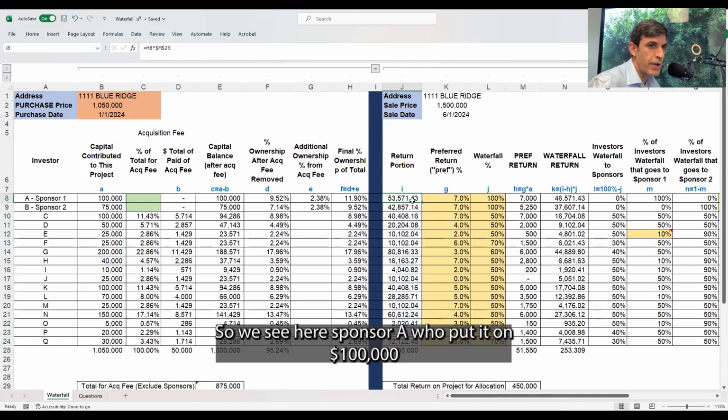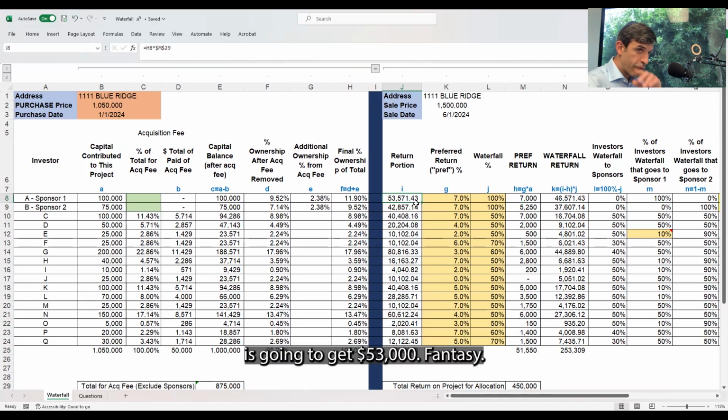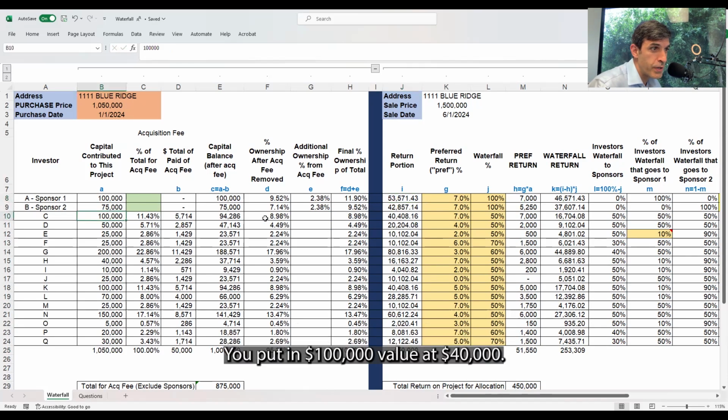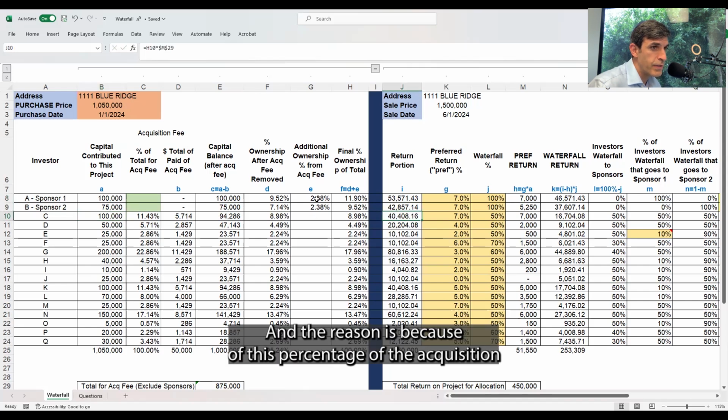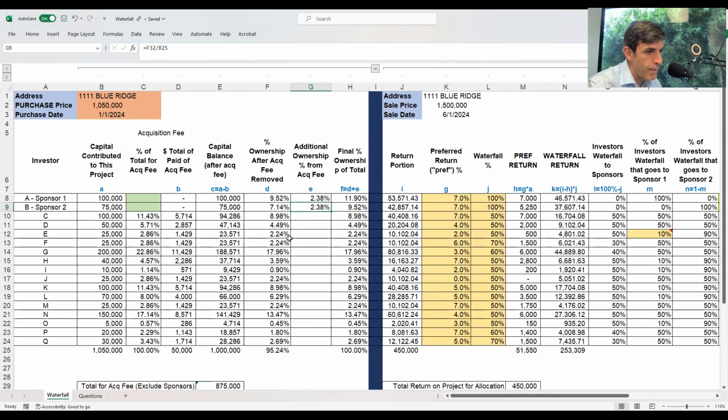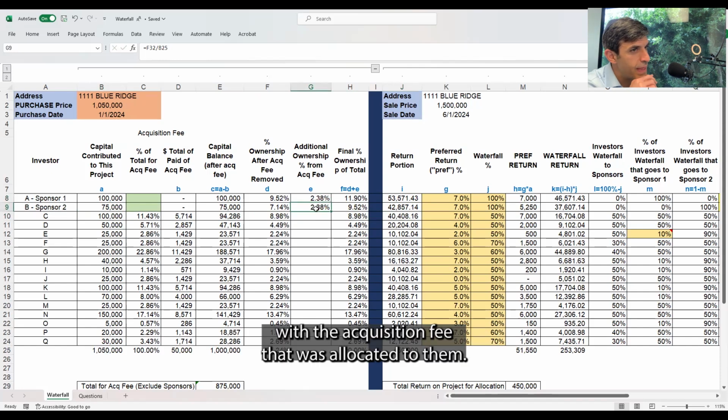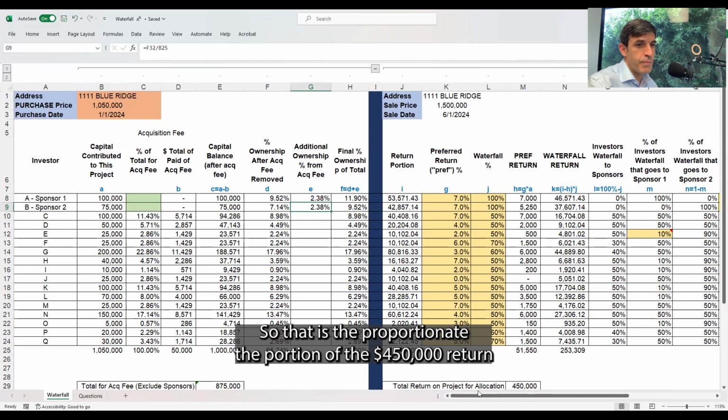And each of them are going to get... So we see here sponsor A, who put in $100,000, is going to get $53,000. Sponsor C, who put in $100,000, is going to get $40,000. And the reason is because of this percentage of the acquisition fee that was allocated to them. So that is the portion of the $450,000 return off the bat.